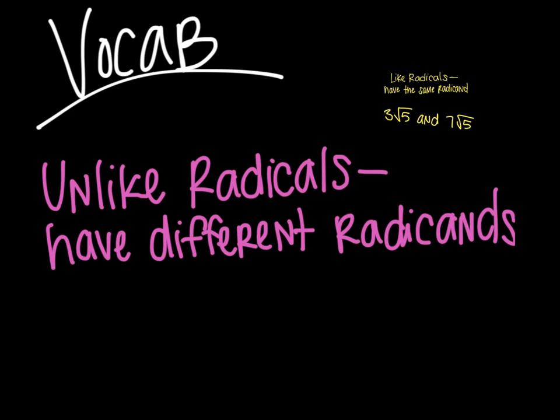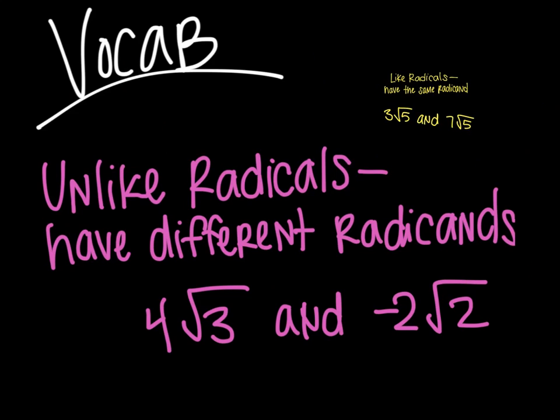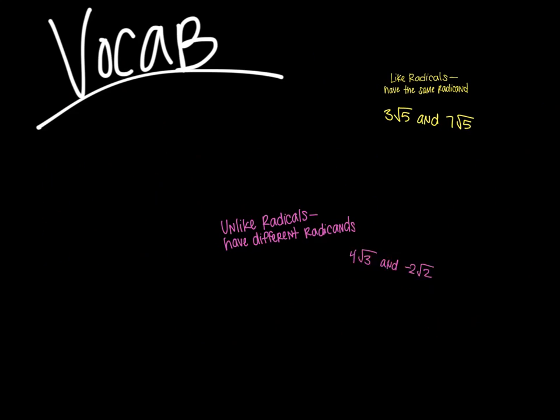Unlike radicals have different radicands. An example of this would be 4 square root of 3 and negative 2 square root of 2, because the radicands are not the same.